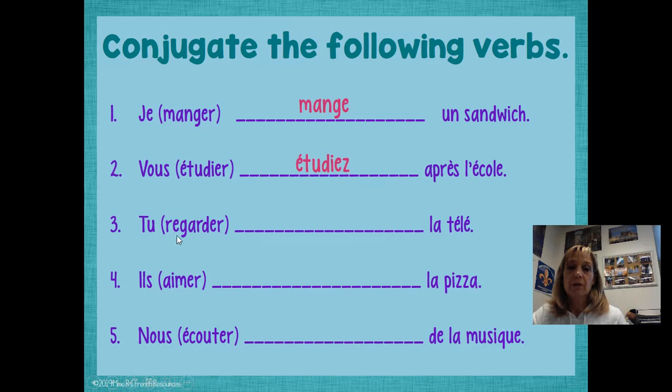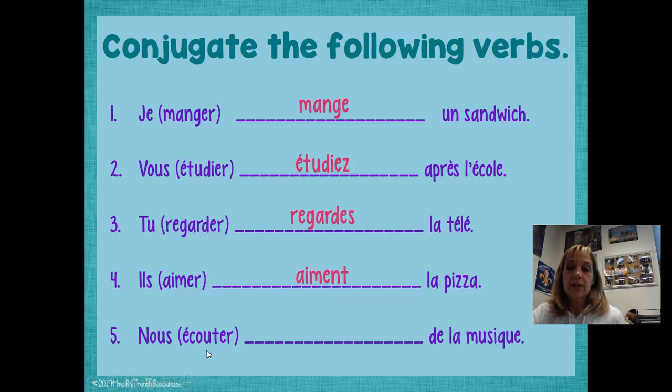All right, tu, our infinitive is regarder la télé. Regardes, okay, with an es. With an es at the end, that's our ending for tu. Ils, with an s, so this is they. Remember, all masculine or mixed group, they. And aimer, but we want to say they like, okay? Go ahead and conjugate aimer for ils. Ils aiment, okay, so we'll cut off the er and add ent, our ending for ils.